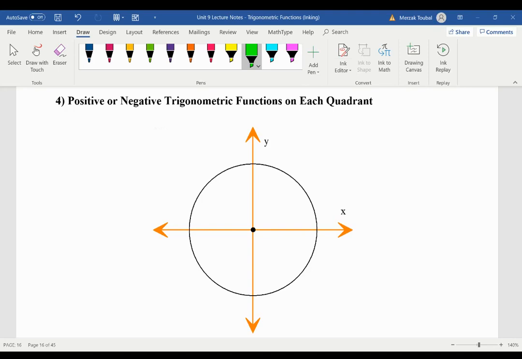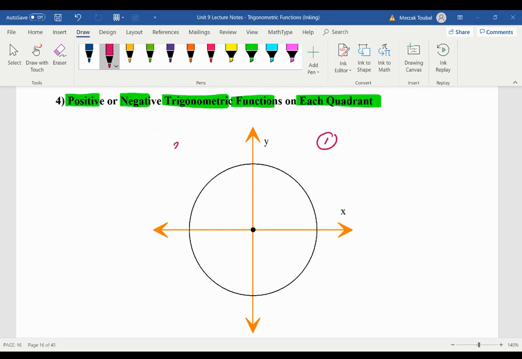So the next concept is about whether a given trigonometric function is positive or negative in any given quadrant. So, positive and negative trigonometric functions in each quadrant. Let's start with labeling quadrants. This is quadrant 1, this is quadrant 2, this is quadrant 3, and this is quadrant 4.